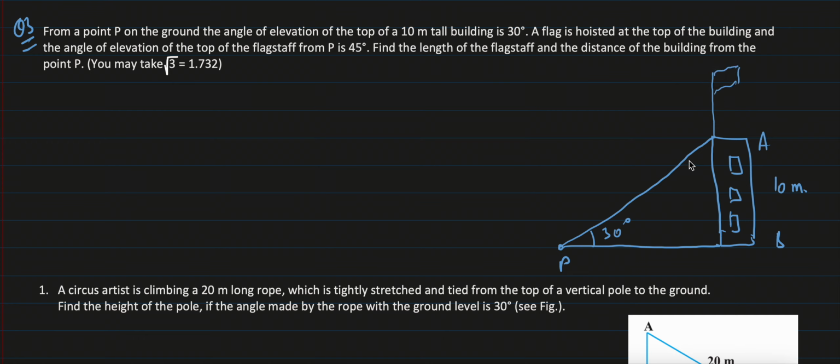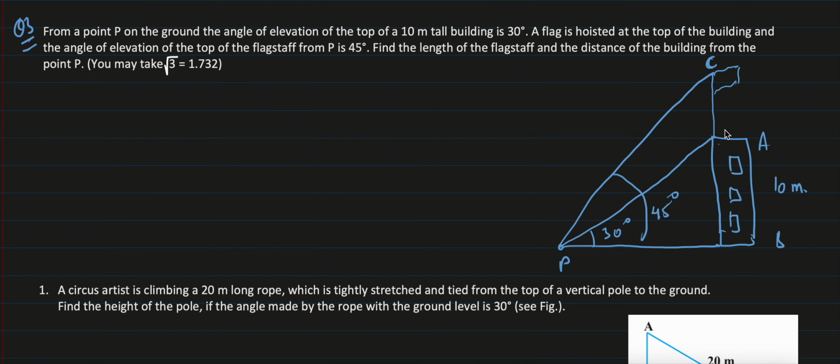Now let me name it as AC. This is C point. The angle of elevation from the same point to the top of this flagstaff is given as 45 degrees. We need to find out the length of this flagstaff and the distance of this point from the building.